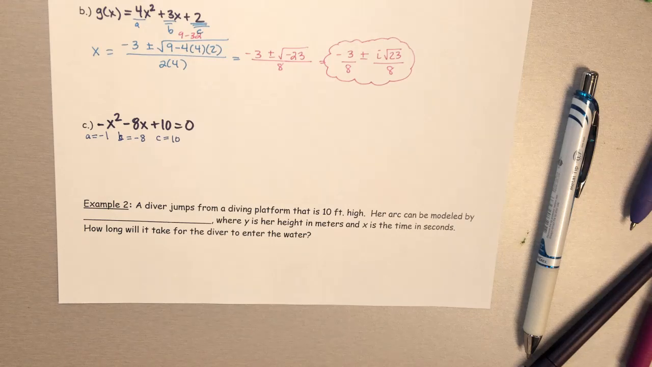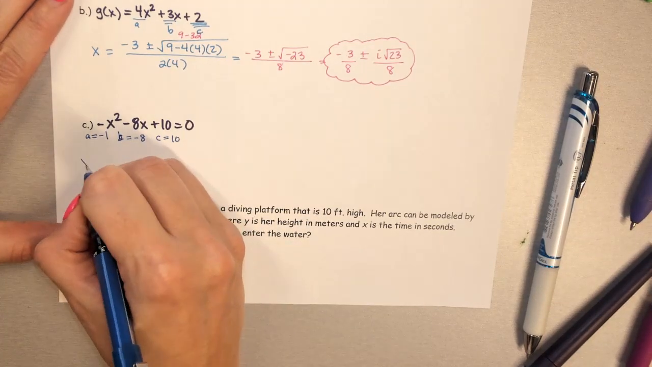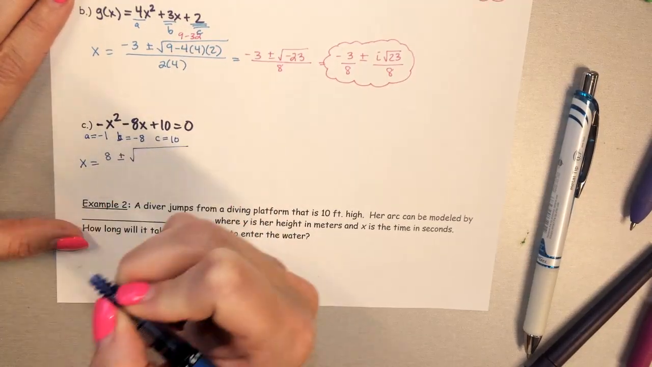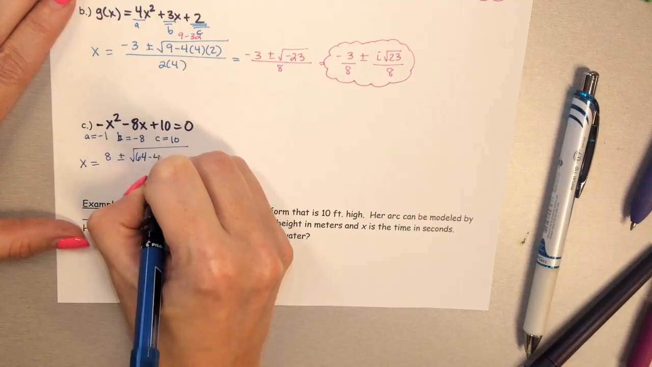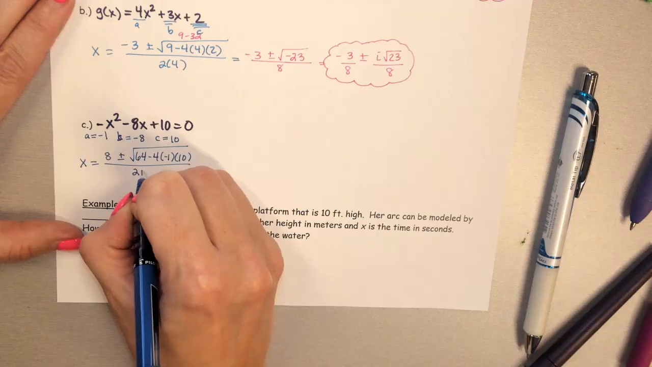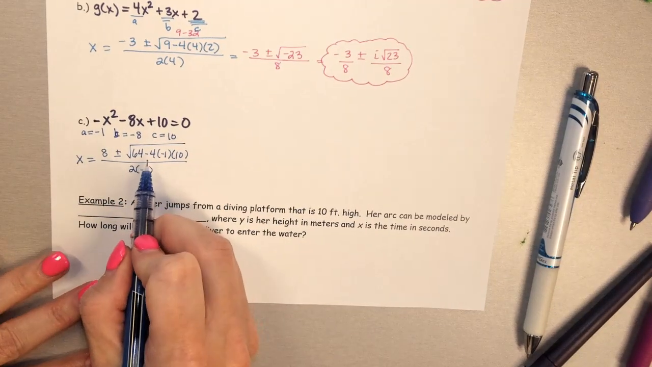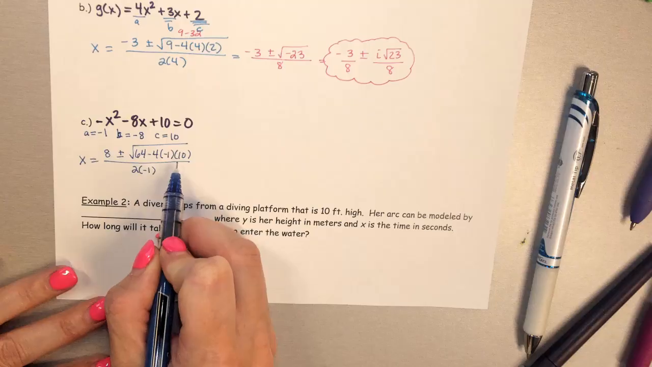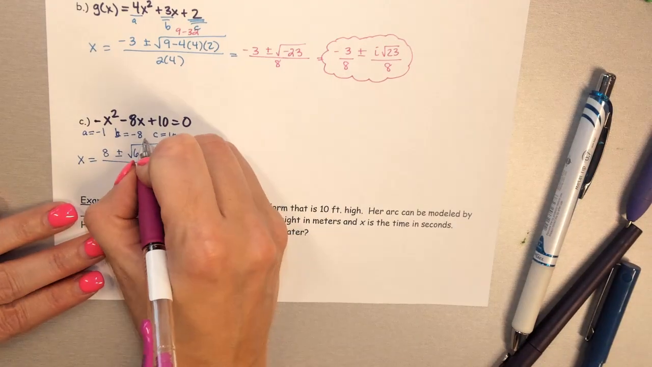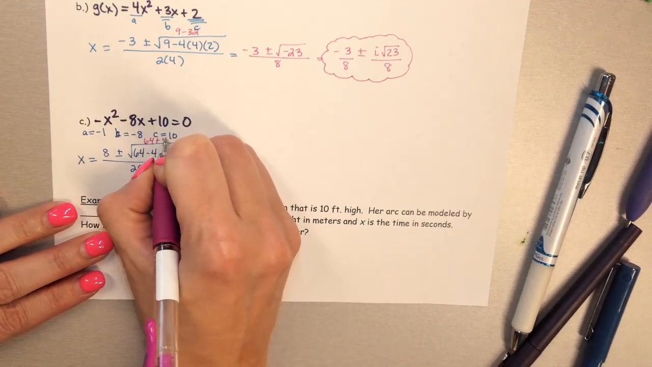All right, let's see how we're doing so far. So the opposite of -8 is +8. -8 squared is 64 minus 4AC. I want to see if we did this part correct. If you have a -4 times a -1 times 10, you get a +40. So what you should be doing here is adding 64 to 40.